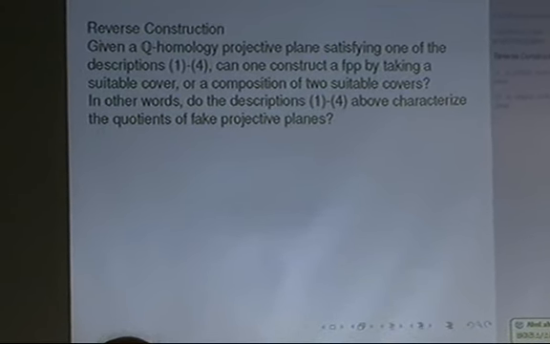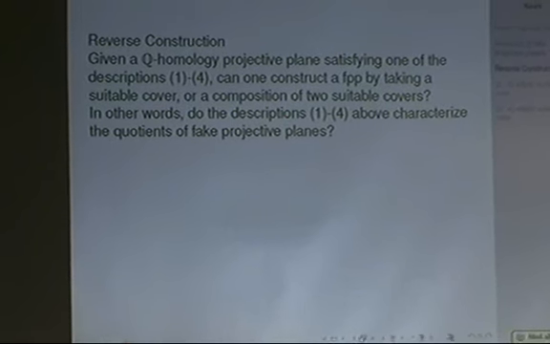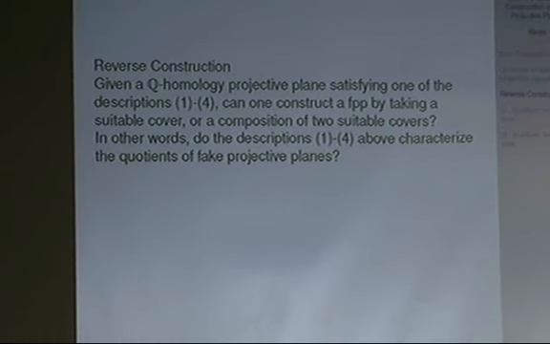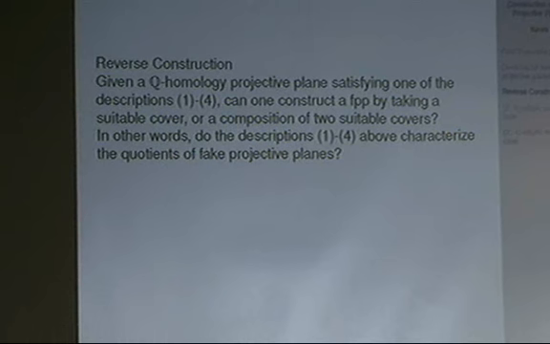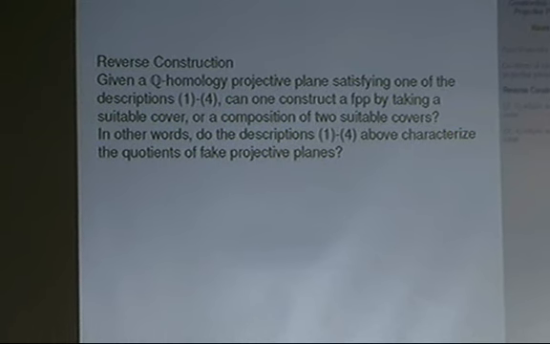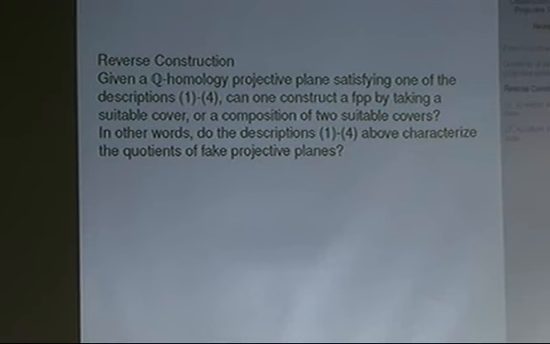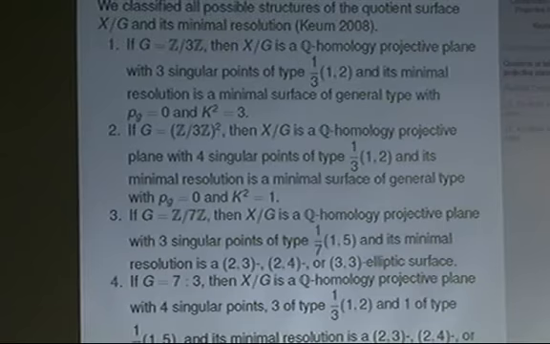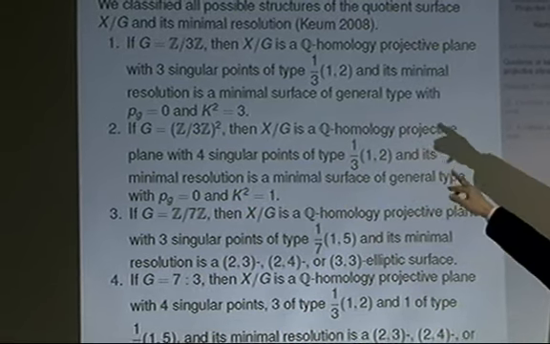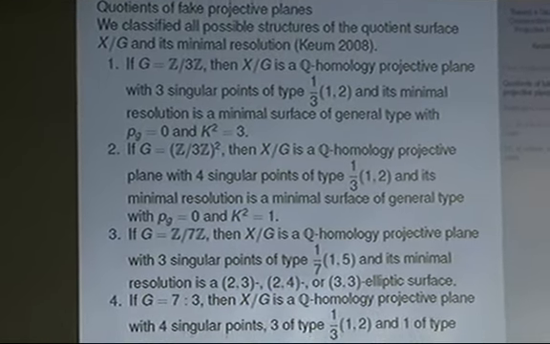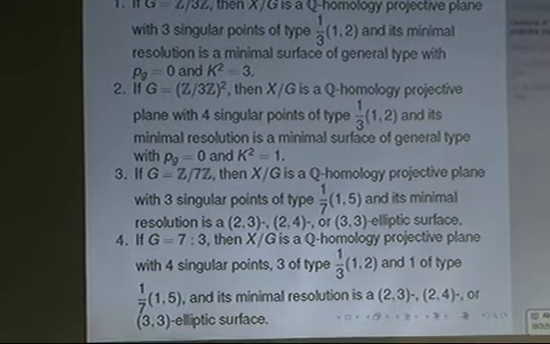And then it is a natural question: whether it is possible to construct a fake projective plane from one of such quotients. Given a Q-homology projective plane satisfying one of the descriptions 1 through 4, for example, any Q-homology plane with 3 singular points of type 1/3(1,2), and its minimal resolution is a minimal surface of general type with pg 0 and K squared equal to 3, say.